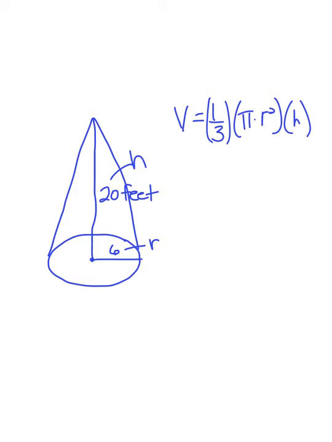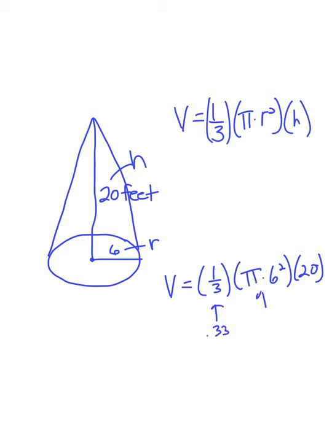Okay, so the volume is going to be 1/3 times pi times the radius, which is 6 squared, times the height, which is 20. Okay, so again, if you don't have a calculator that can do all of this at once, this will be like 0.33. You'll figure out what this equals, whatever that is. So pi times 6 squared is 113.09, and this is just 20.